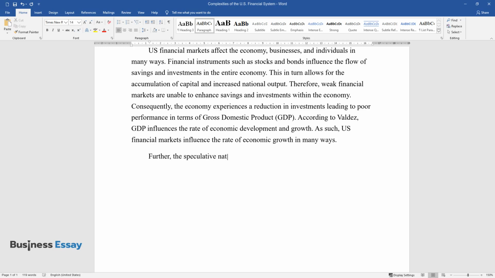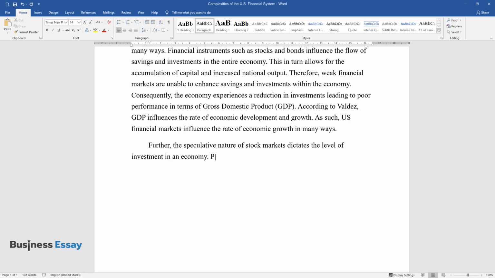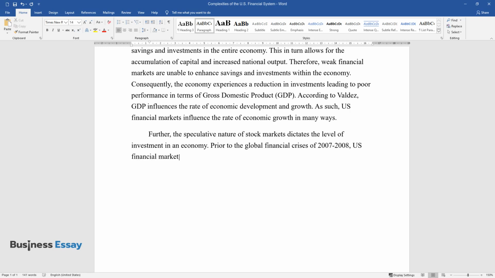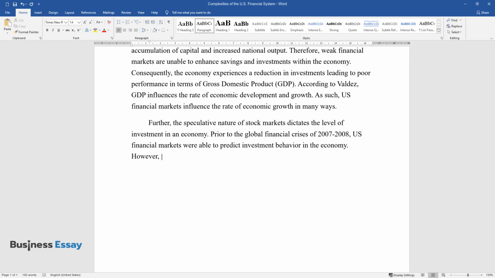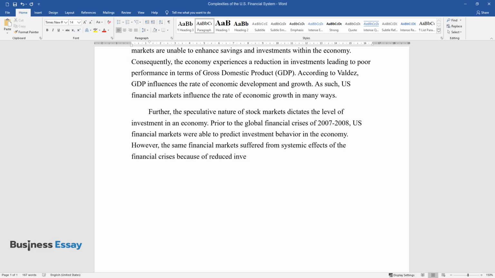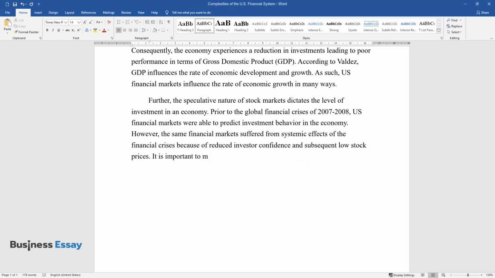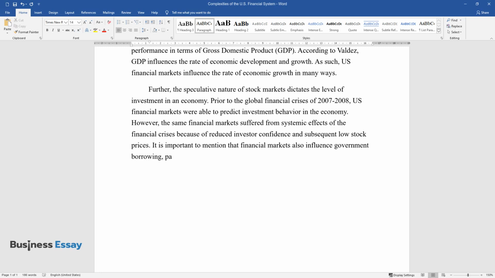Further, the speculative nature of stock markets dictates the level of investment in an economy. Prior to the global financial crises of 2007 to 2008, U.S. financial markets were able to predict investment behavior in the economy. However, the same financial markets suffered from systemic effects of the financial crises because of reduced investor confidence and subsequent low stock prices. It is important to mention that financial markets also influence government borrowing, particularly from the public.